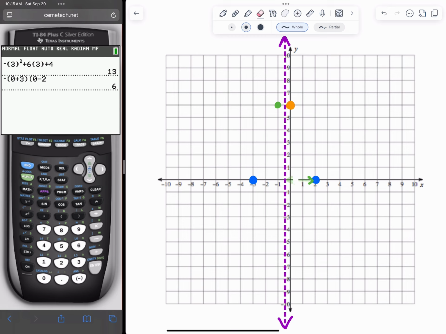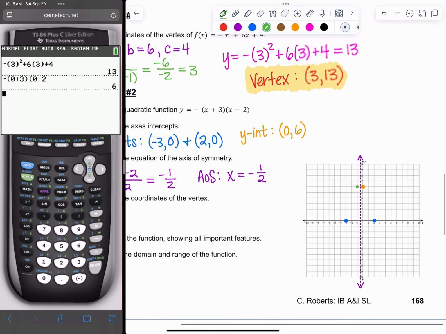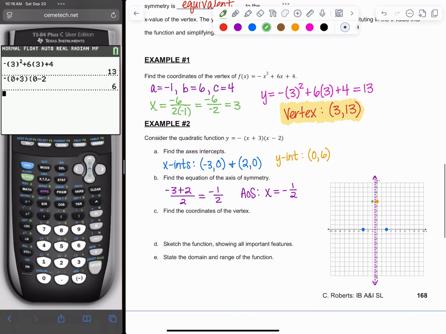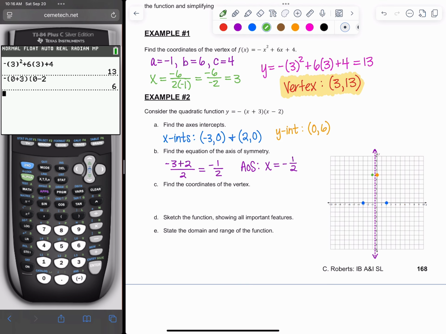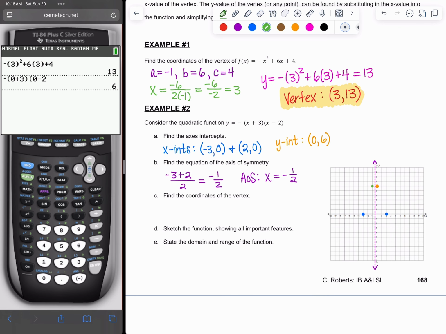All right. So now let's find how high up the vertex goes. So we need to find the coordinates of the vertex. Well, remember, the x value of the vertex is already the axis of symmetry. So all I have to do here is substitute in negative 1/2. So if I put y is equal to negative 1/2, excuse me, plus 3 times negative 1/2 minus 2, I can find out what that is.